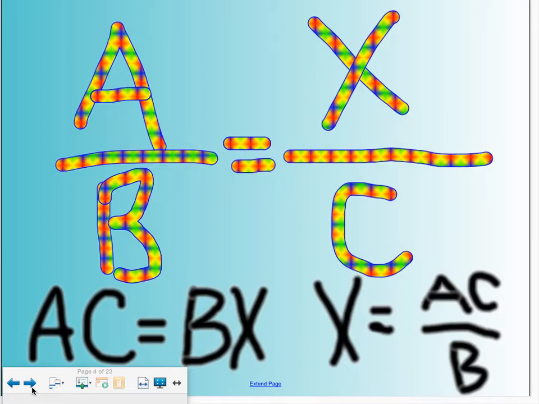So the algorithm is, and I left you a spot to write this if you want, multiply on the diagonals, set them equal, and then solve for X. So in a situation like this, we know that we divide by B to get X. So that's really how you cross multiply it. Algorithm works every time. Multiply the diagonals, set them equal, and solve for X. Anyone confused on how you cross multiply?